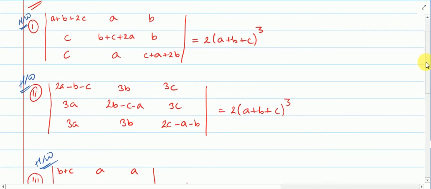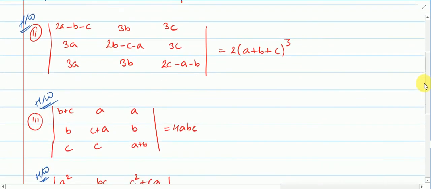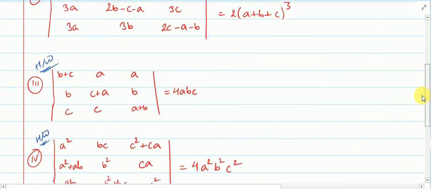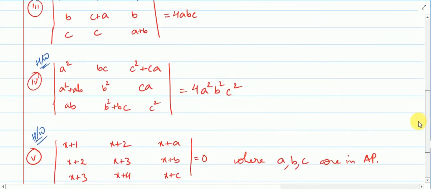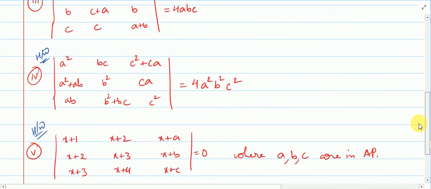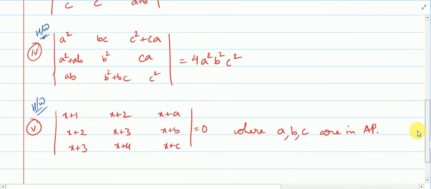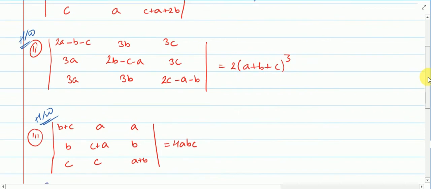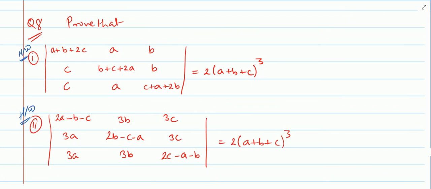I'm just scrolling it down slowly because maybe a few of you must not be having your textbook with you. That's why I wrote these questions. Question 3. This is question 4. This is your question 5. So 5, 4, 3, 2, 1, done. So this is all for today.